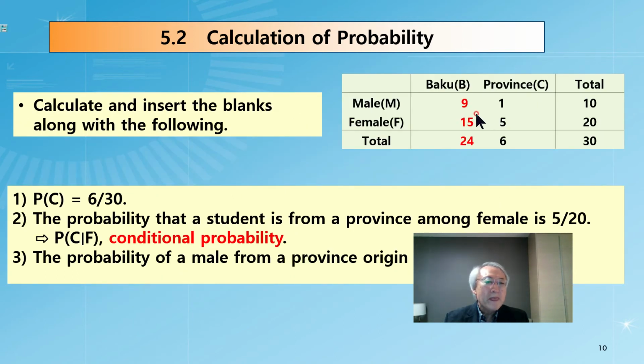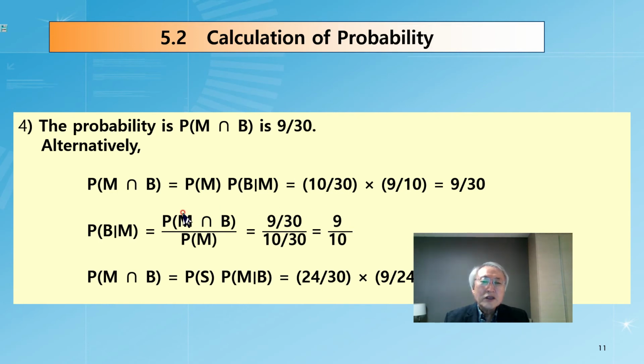There's another way to calculate 9 out of 30, considering this 24. First calculate the probability of Baku, 24 out of 30, multiplied by 9 out of 24. There are 2 ways. Okay? Well, if you have this kind of expression, maybe you'd better be familiar with this notation. You can immediately notice that these conditional probabilities can be calculated in this manner.